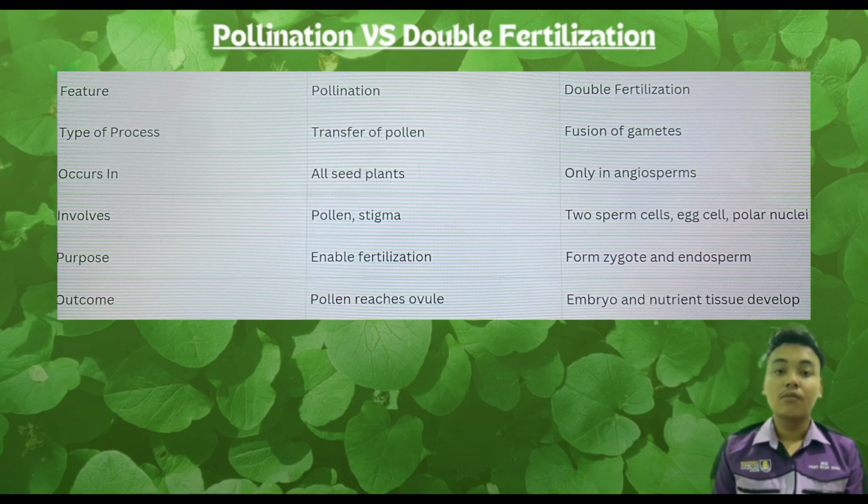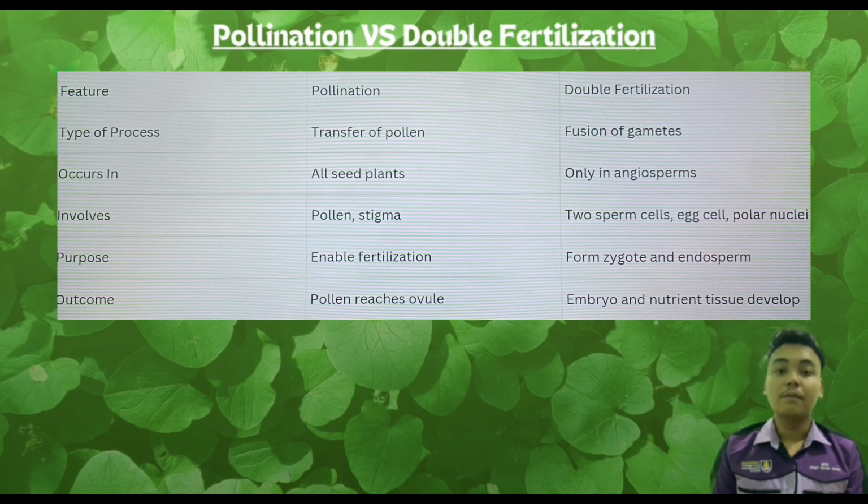Next is the comparison between pollination and double fertilization. First, pollination is the transfer of pollen, while double fertilization is the joining of gametes. Second, pollination happens in all seed plants, but double fertilization only happens in angiosperms, the flowering plants. The third is that pollination involves pollen and the stigma, while double fertilization involves two sperm cells, an egg cell and polar nuclei.